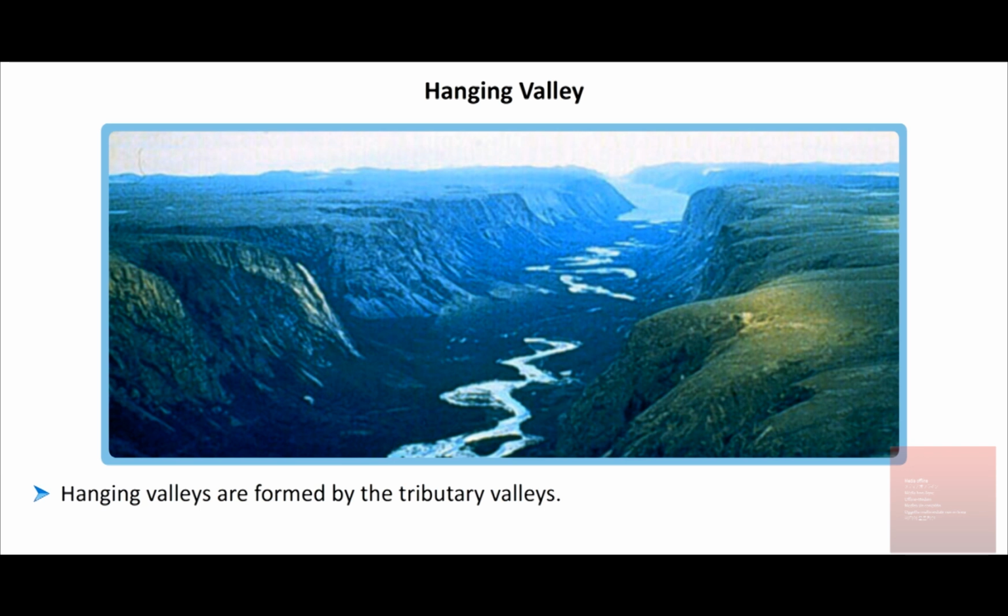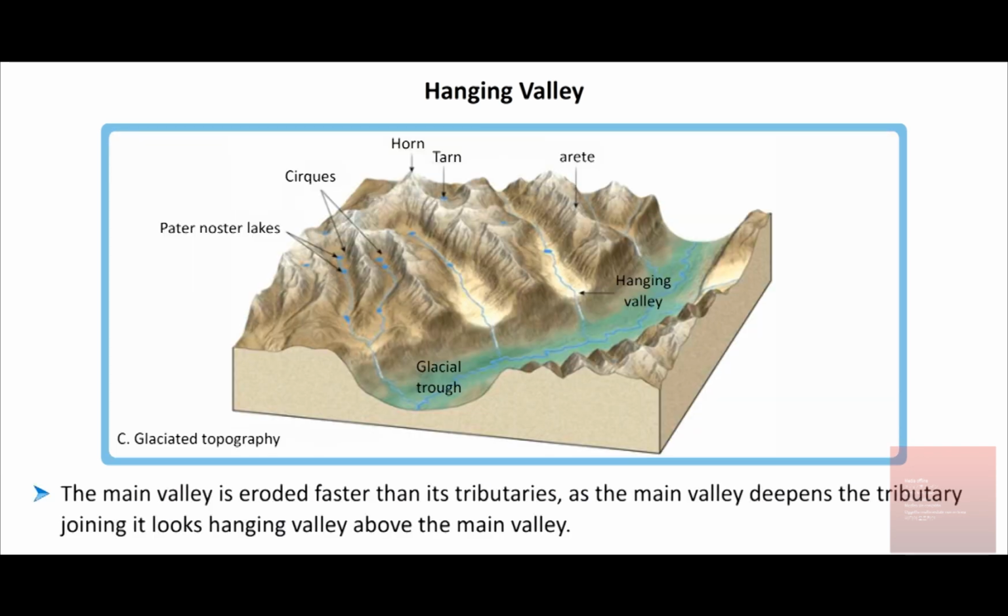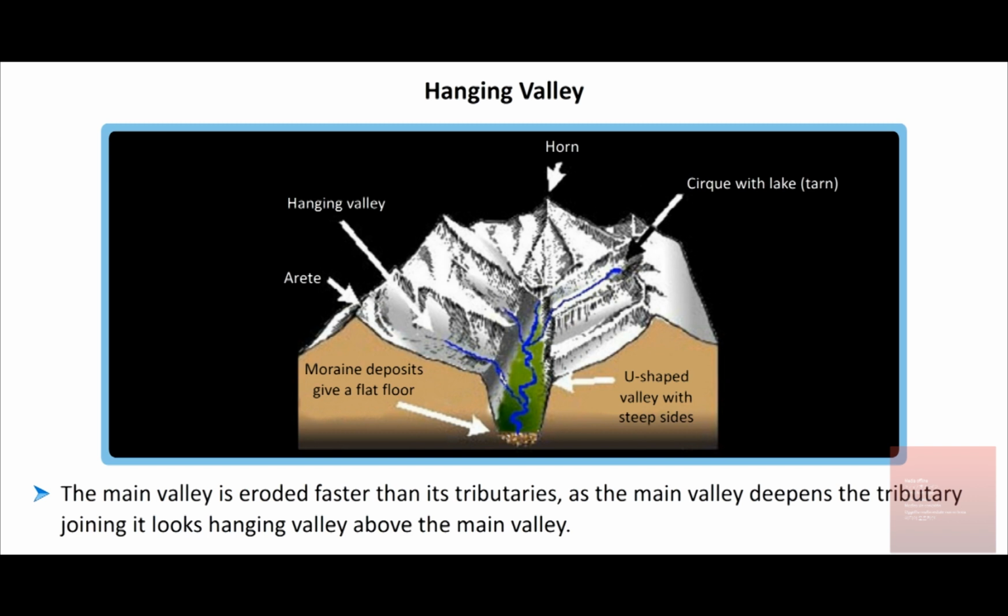Hanging valley. Hanging valleys are formed by the tributary valleys. The main valley is eroded faster than its tributaries. As the main valley deepens, the tributary joining it looks like a hanging valley above the main valley.